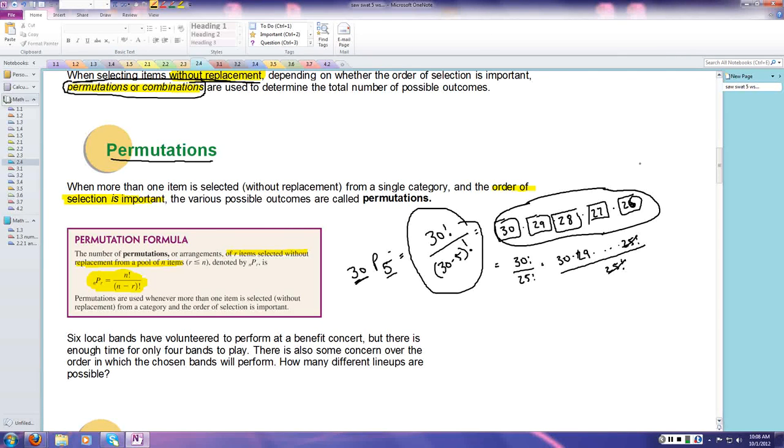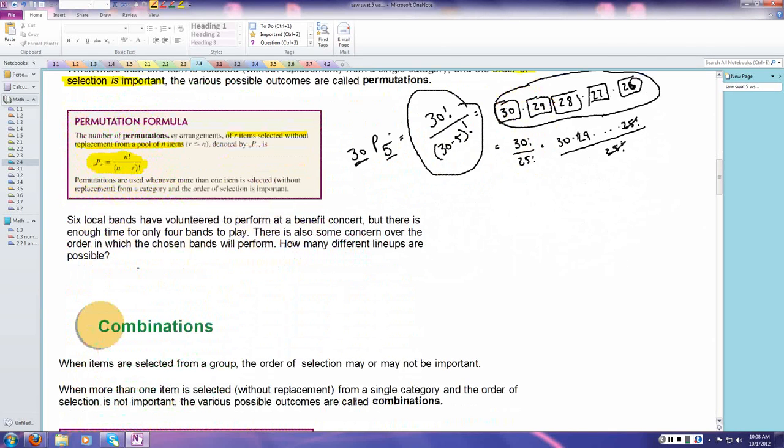I have 30 choices for this one. Once I pick someone here, I have 29 choices for this spot. Once I pick a person here and a person here, I have 28 choices left. So keep that in mind. A lot of times there's more than one way to look at this, more than one correct way to look at it. So for a selection in which the order is important, we're going to use a permutation. If I'm just picking 5 people and it doesn't matter what order I pick them, that's called a combination, and we'll learn about that later on.